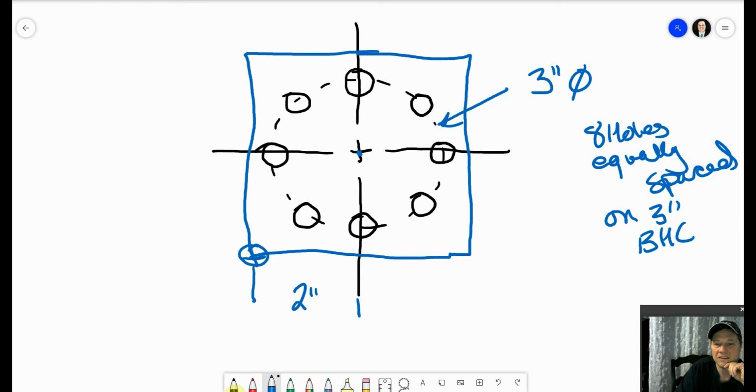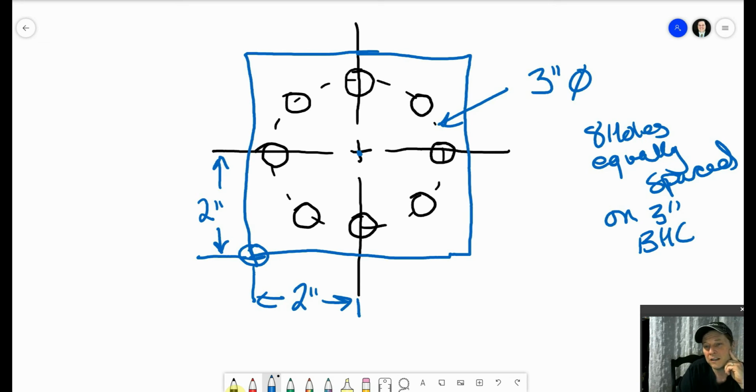Let's say that the distance from here to here is 2 inches. And we'll make it nice and easy and say it's also 2 inches from here to here. Okay, so we now know where the center of the bolt hole circle is, right? So what else do we know? Okay, so what we know is that there are 8 holes equally spaced around this bolt hole circle.